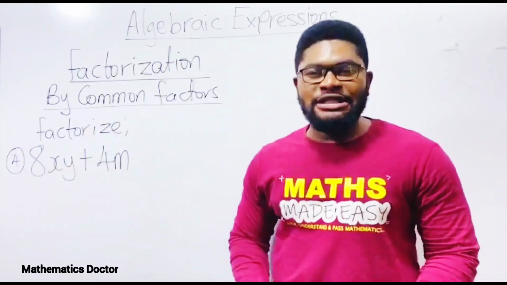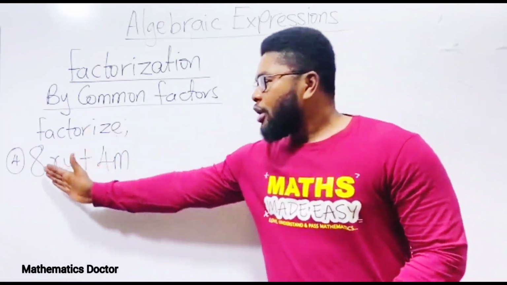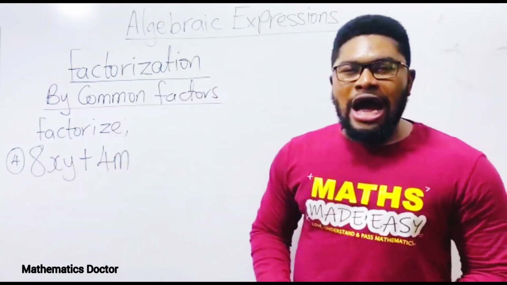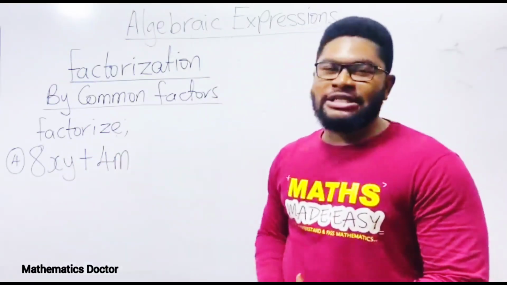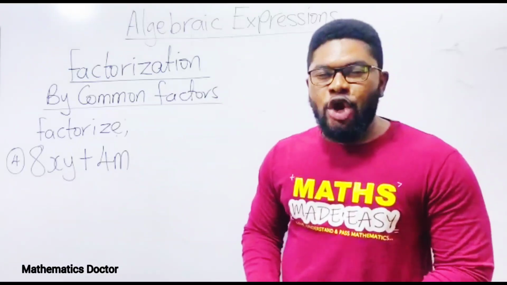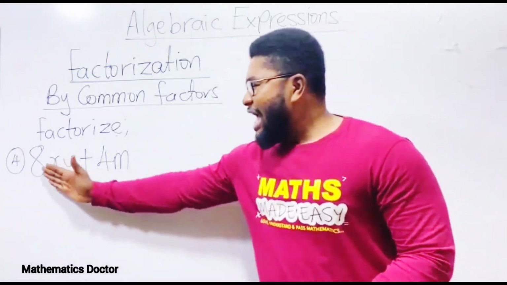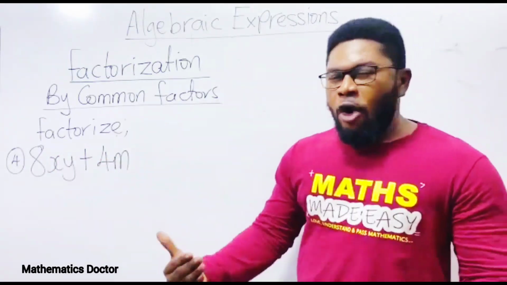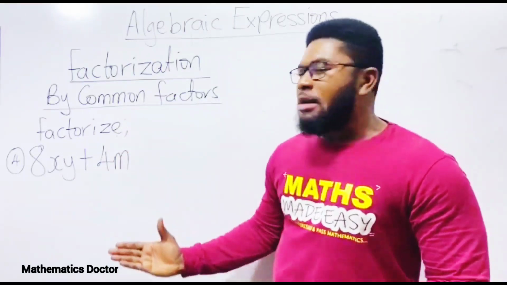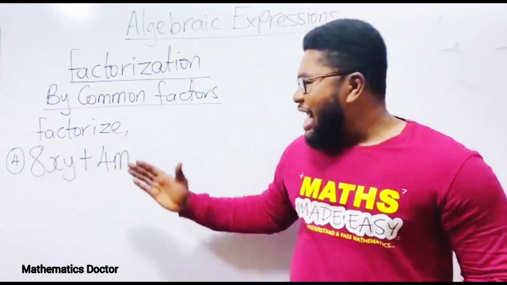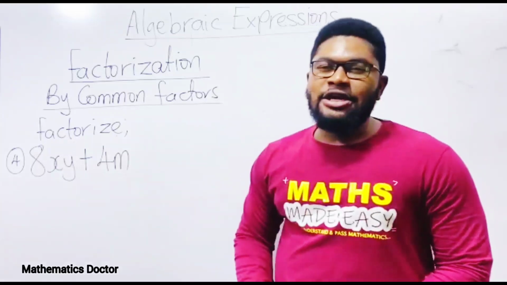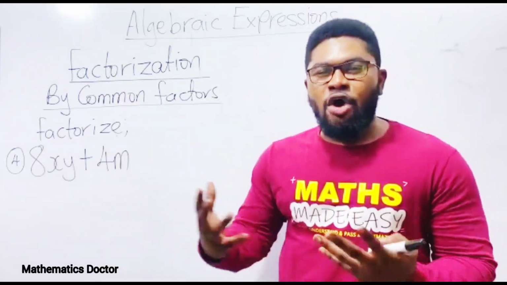Question number 4, which says factorize 8xy plus 4m. Still, we have two terms in this particular question. Now, you realize that 8 and 4 are not common by appearance, but they'll be common by something we call multiple. If you check 8 and 4, 4 in its multiple can produce 8. So then we say 4 can go into 8. So 4 becomes a factor of 8.